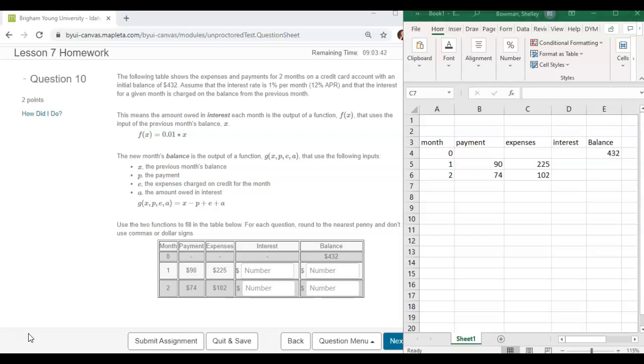This means the amount owed in interest each month is the output of a function f of x that uses the input of the previous month's balance, x. f of x equals 0.01 times x.